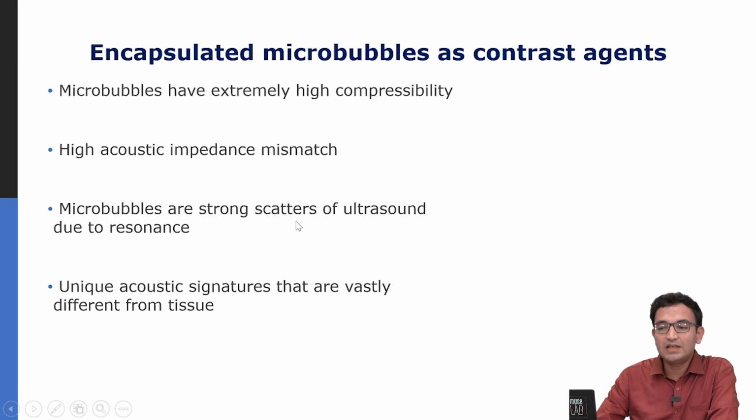Further, there is a resonance phenomenon. Microbubbles are not just passive scatterers, but they actively re-radiate the sound because of a resonance phenomenon, which we will discuss further, and they give out acoustic signatures that are vastly different from tissue. So, this is of great importance. Because of these unique acoustic signatures, we can differentiate between the bubble signals and the background tissue signals, which helps us improve the contrast and the sensitivity of imaging.